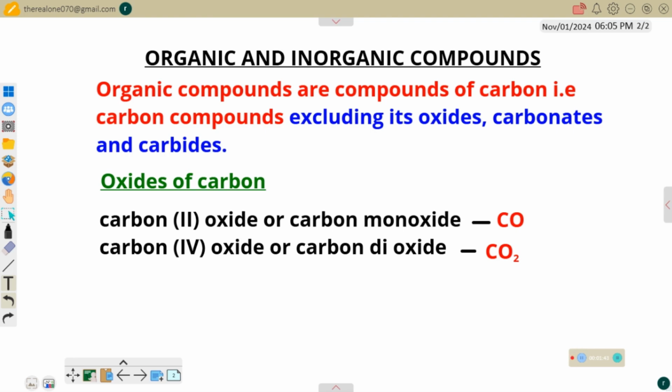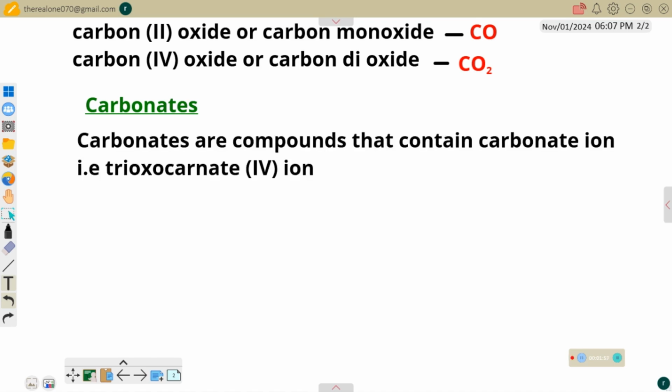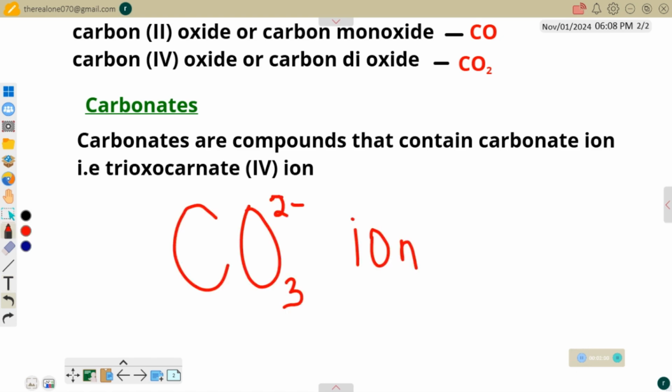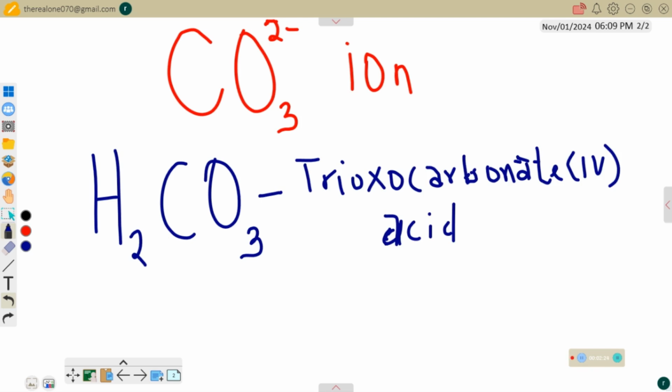So now let's consider carbonates. Carbonates are compounds that contain the carbonate ion, that is the trioxocarbonate(IV) ion, CO3 2-. So any compound that contains the CO3 2- ion is a carbonate, and it can be an acid, it can also be a salt. An example of the acid is when it begins with hydrogen. So this is H2CO3, which is trioxocarbonate(IV) acid. So the trioxocarbonate(IV) acid is an inorganic compound. So it is not studied under organic compounds.